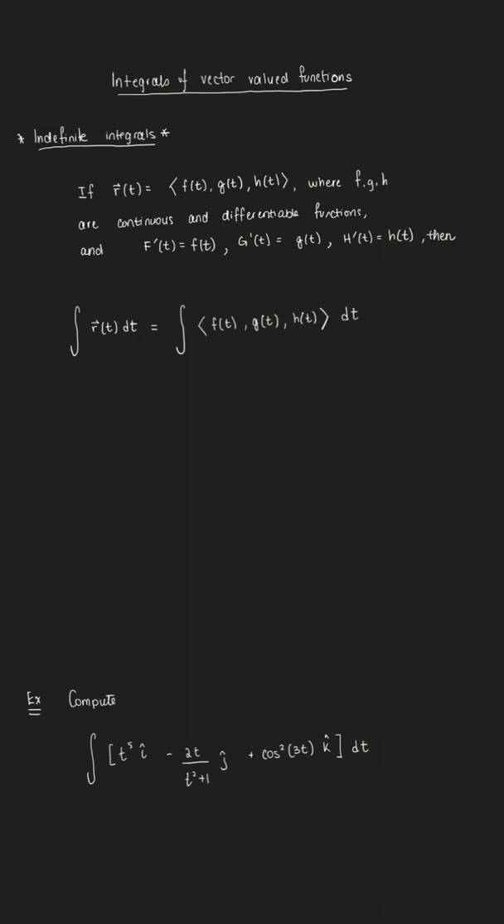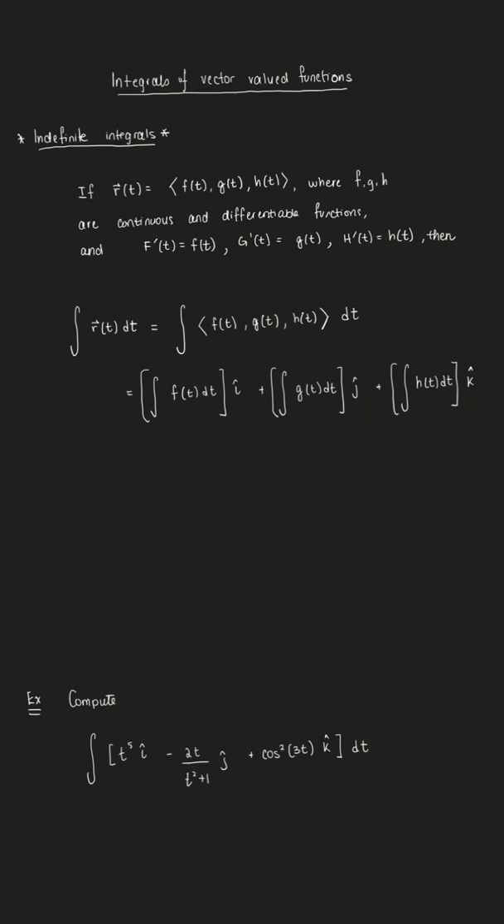And we can actually integrate component by component. So this is the same as the integral of f of t dt i, plus the integral of g of t dt j, plus the integral of h of t dt k. So the result is also a vector. Note that we have our i, j, k.